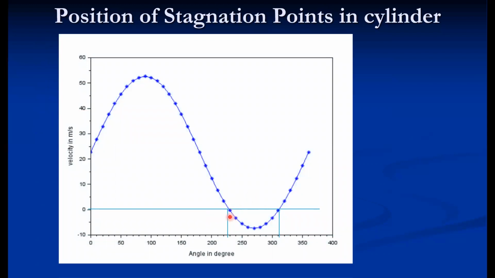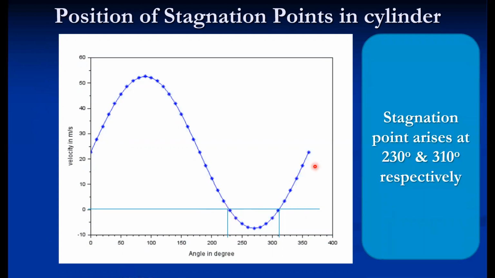The stagnation point arises at two locations, one at 230 degrees and the other at 310 degrees. So when the cylinder is rotating, the stagnation points arise at the bottom portion of the cylinder, not at the upper portion. So this is a favorable situation, because in that case the wake region is not at the downstream side, that is, at the bottom side. So this is good for lift force. Especially with a rotating cylinder, the lifting force is high.